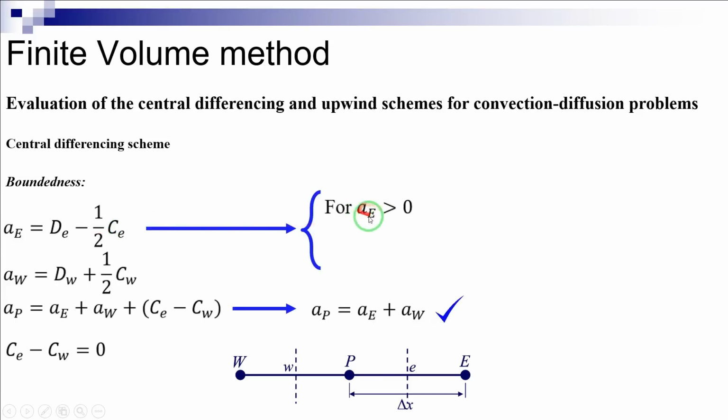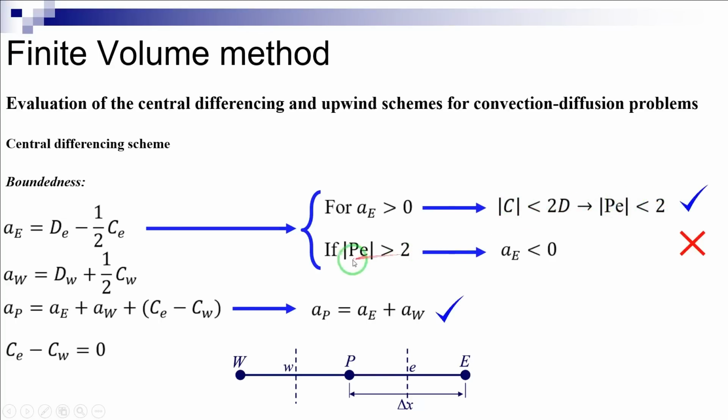Therefore, in order for the coefficients to always remain positive, it is necessary that the absolute value of C be smaller than 2D. In other words, the absolute value of Peclet number should be less than 2. If Peclet number is larger than 2, the east coefficient will be negative. This violates one of the requirements for boundedness, which requires that all the coefficients of the discretized equation be positive.